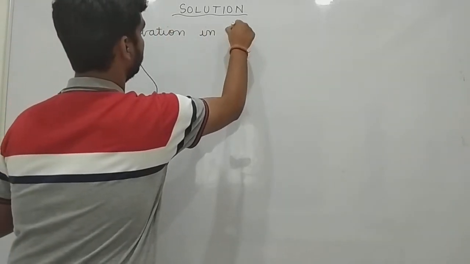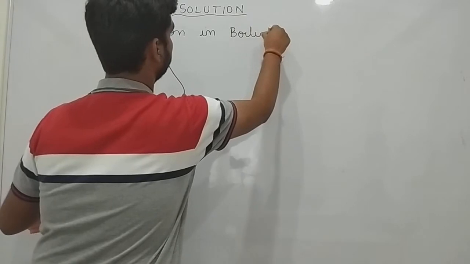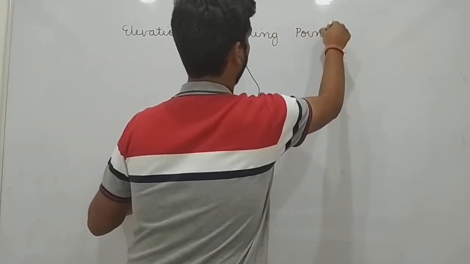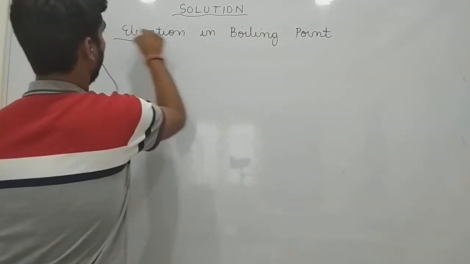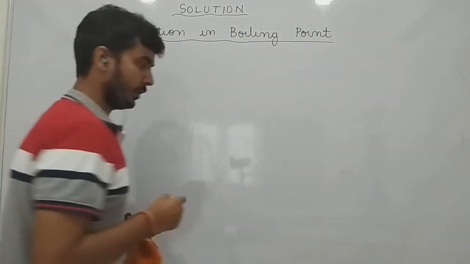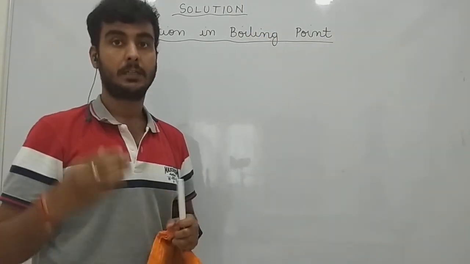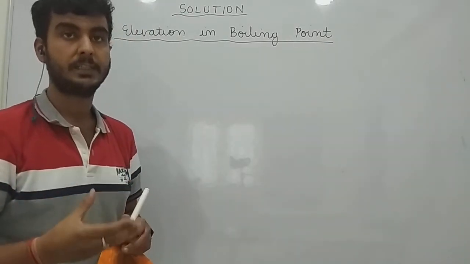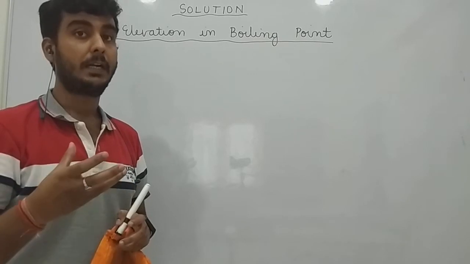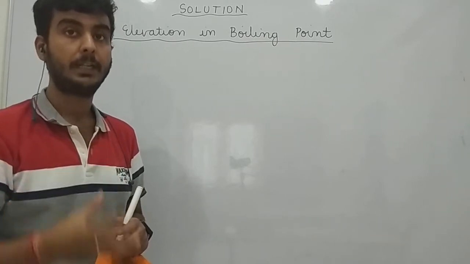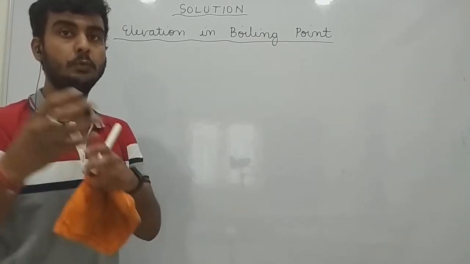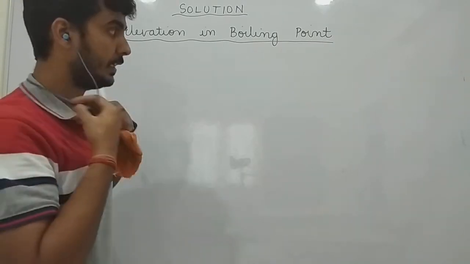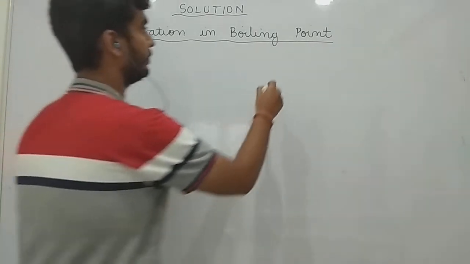Now what is elevation in boiling point? It means that the boiling point of the solution increases. Boiling point of what increases? Boiling point of solution increases when you add some non-volatile solute to some solvent to prepare the solution. Now let us try to understand it with a figure.